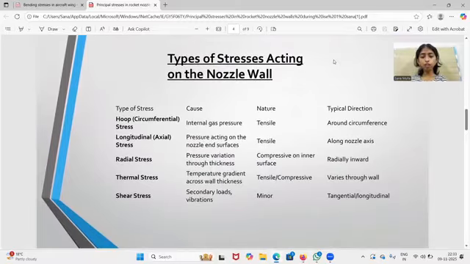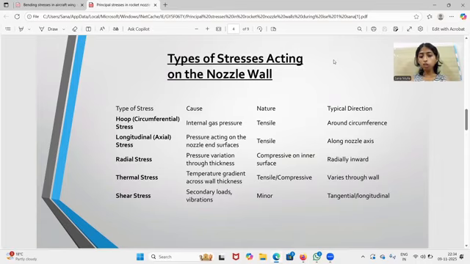Moving ahead, we have the types of stresses acting on the nozzle walls. There are five types of stresses which act on the wall of the nozzle. First up, we have hoop stress, which is also a circumferential stress. It is due to the internal gas pressure. It is tensile in nature and it acts along the circumference of the nozzle.